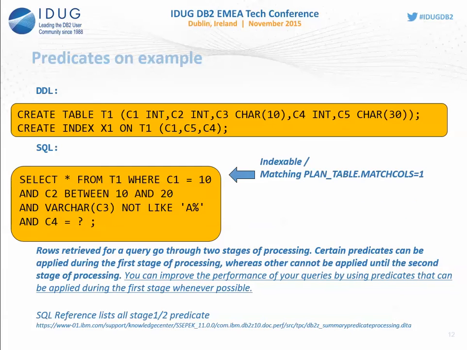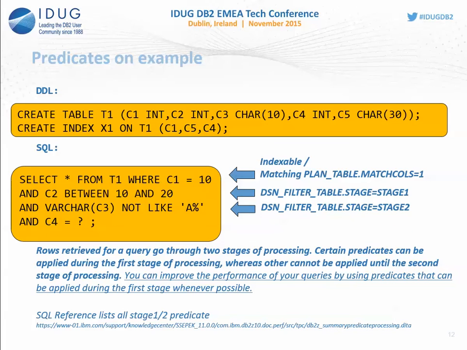The C2 predicate doesn't have any index, so the table will be accessed via table space scan. But still, we have ranges, so we can fetch the data directly from DASD just based on the ranges. So this will be a stage 1 predicate.